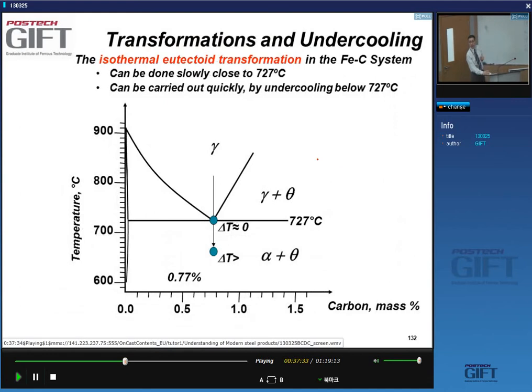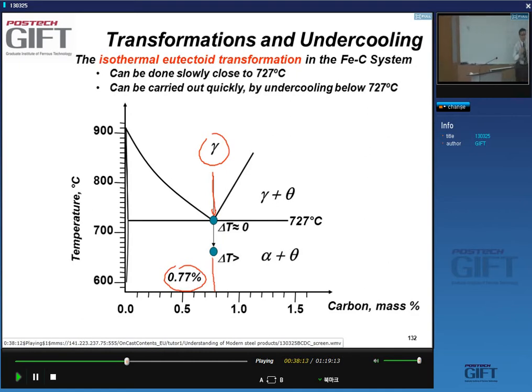All right? So let's look at this transformation in more detail. At high temperature, if we have a steel with exactly 0.77% of carbon, and it's austenitic, and I cool it down slowly through the eutectoid temperature, I will get pearlite.